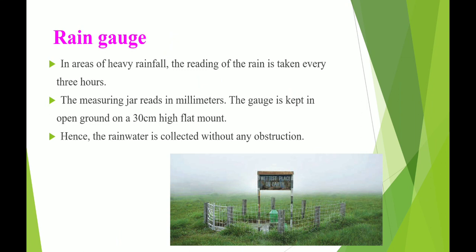You can see the picture given here. This is Mawsynram and Cherrapunji. These are the wettest places in the world, and in a heavy rainfall area, the reading of the rain is taken every 3 hours. Hence the rainwater is collected without any obstruction, and with the help of the rain gauge, rainfall is measured in millimeters.